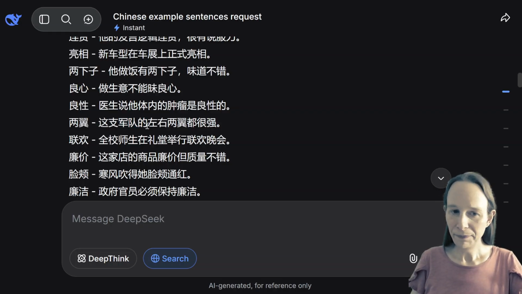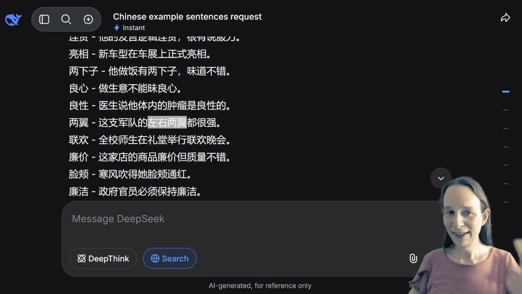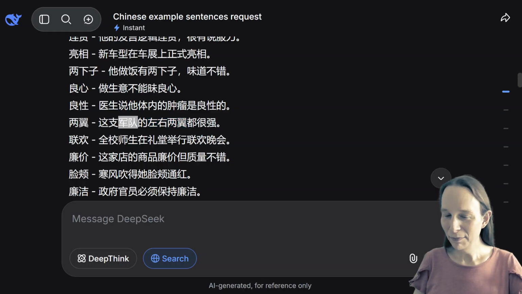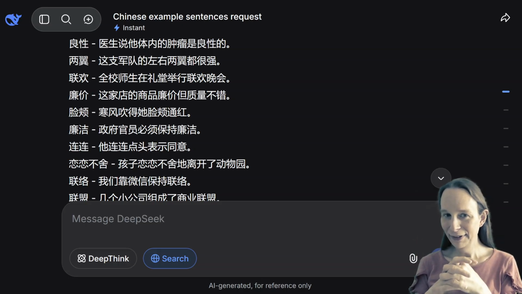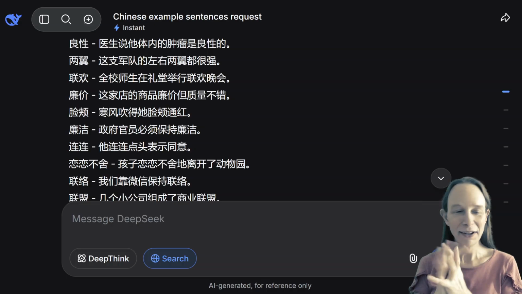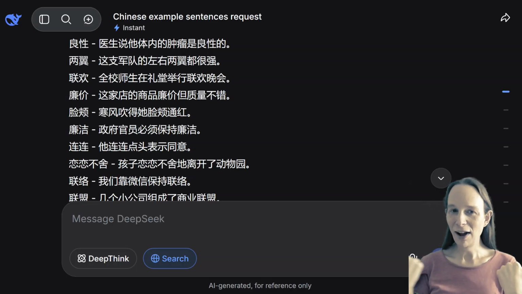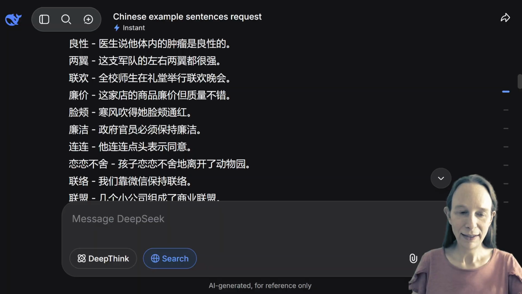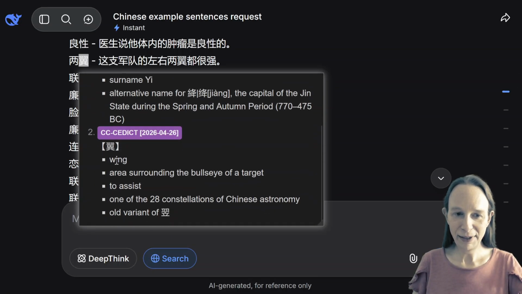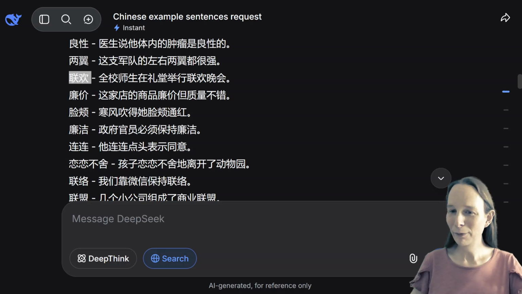这支军队的左右两翼都很强. So the left and right flanks of this army, these troops, are very strong. Yeah, left and right wing in the sense of, I mean, you could probably use it for a bird, but I would expect things like left and right sides of something, like a building or troops. It literally means wing, but yeah, you've got east wing, west wing kind of thing.